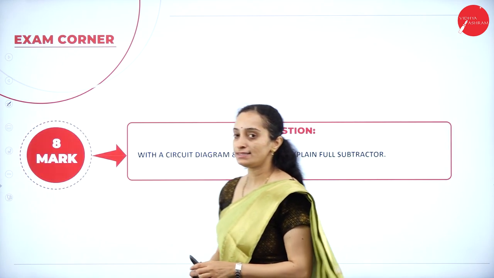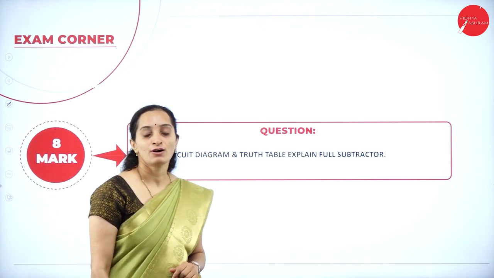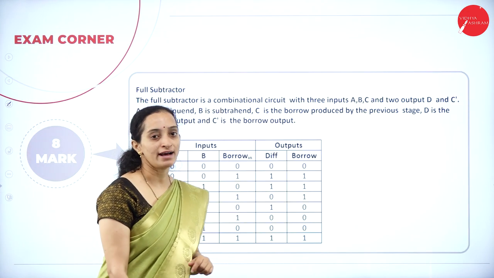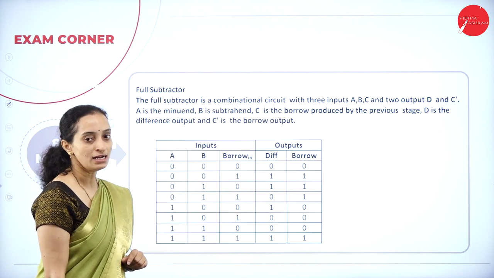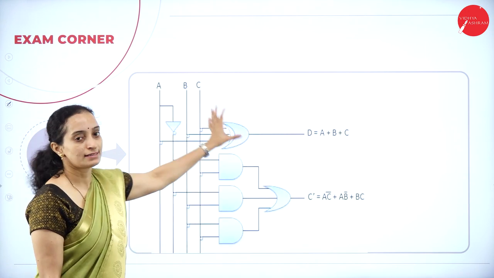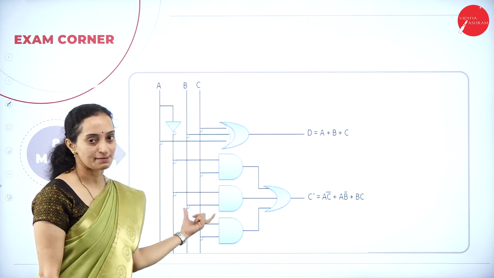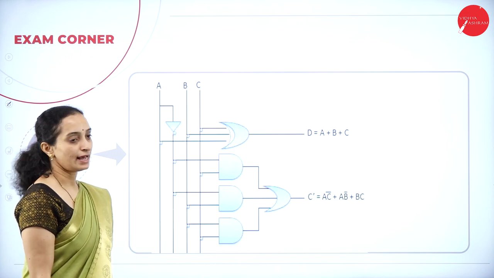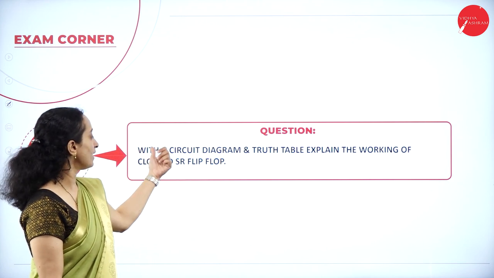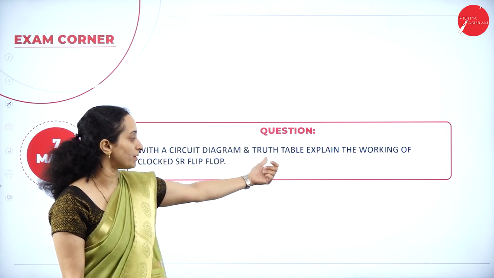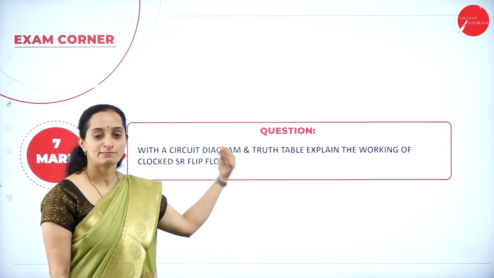So the next question is, with circuit diagram and truth table, explain the full subtractor. Here I have given the explanation for the full subtractor as well as the truth table, then the circuit diagram of the full subtractor. Okay, this is the diagram for the full subtractor. The next question is, with a circuit diagram and truth table, explain the working of clocked SR flip-flop.